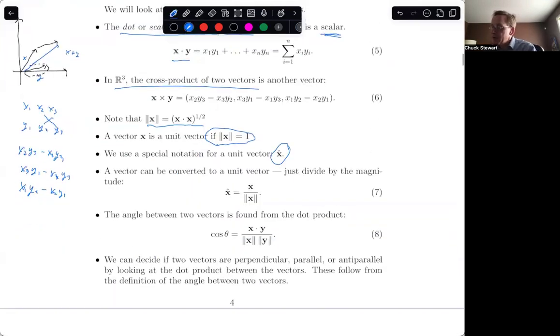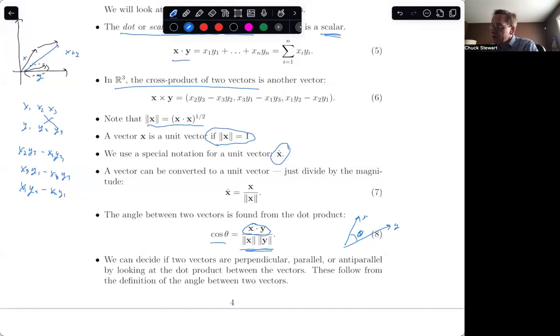And finally, we have the angle between two vectors. We have x here and y there. That is the angle between them, which we'll describe as theta. The cosine of that angle is the dot product, remember, which is a scalar, divided by the product of their magnitudes. And this gives the cosine.